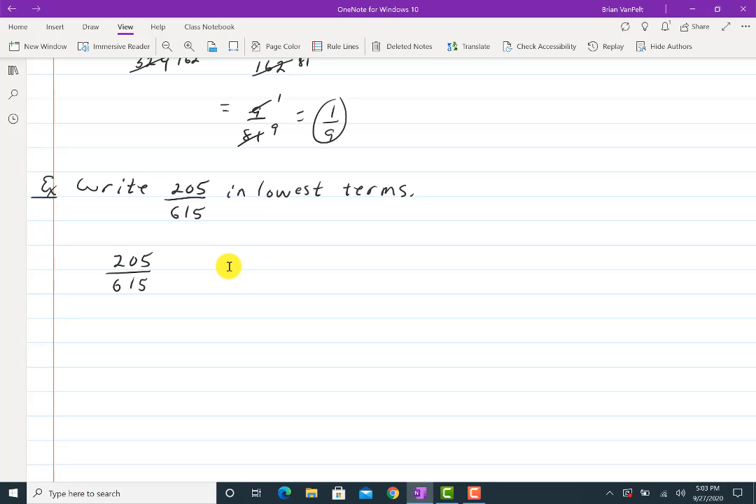Now notice it's pretty easy to tell that 5 goes into both 205 and 615. How do I know that? Because they end in 5s. If a number ends in 5 or 0, you know 5 goes into it. So what I'm going to do is cancel a 5 into the 205, and so off to the side I may do something like this. I happen to know that it goes into 205 41 times.